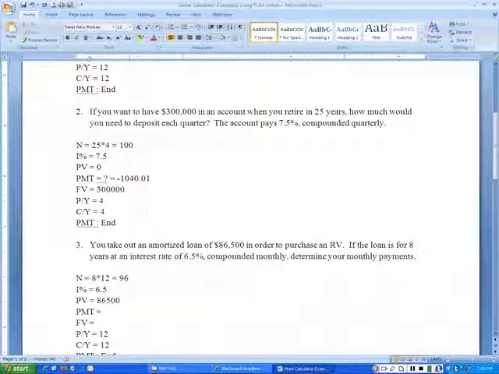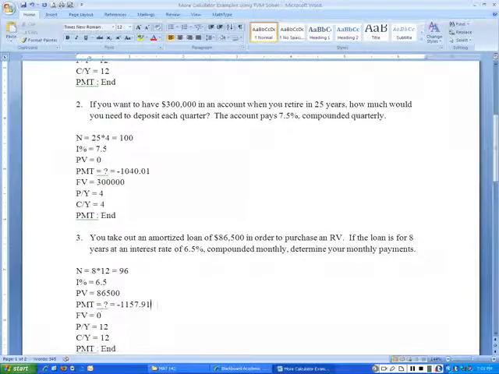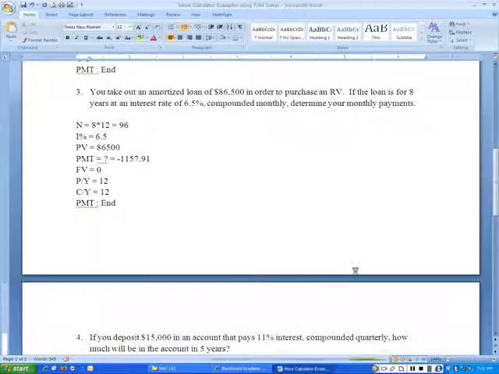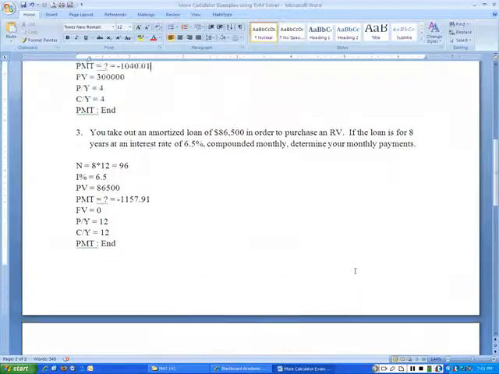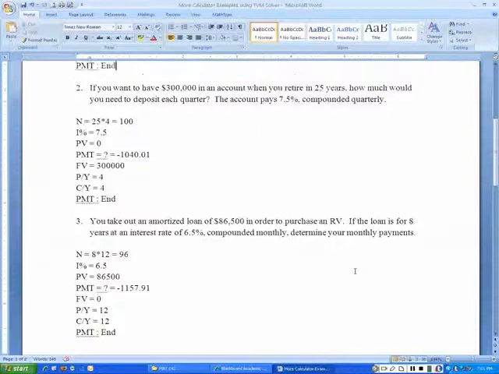Okay, and we want to pay this off, so our future value is going to get down to 0, and we want to know what our monthly payment is. So our monthly payment is going to be our unknown. We hit alpha enter, and we should get a value of negative 1157.91, which means that our monthly payment is $1,157.91. It's negative because it's going out. We're paying that out. Now those are the ones from the last 2 sections of this chapter.